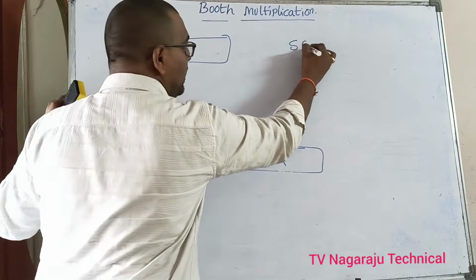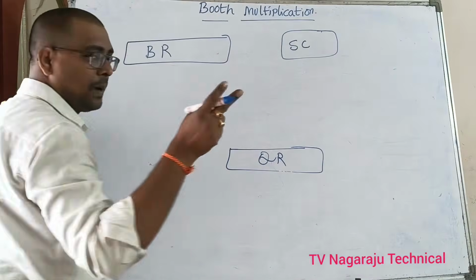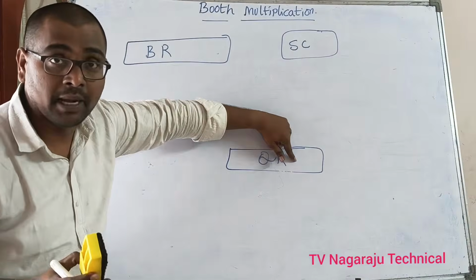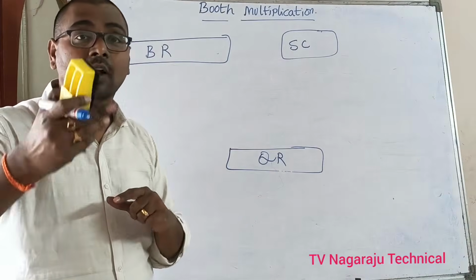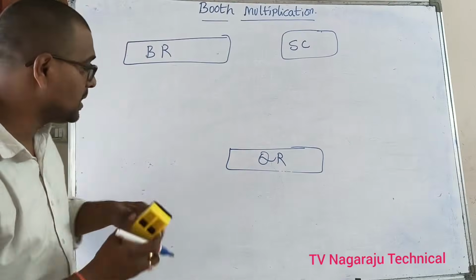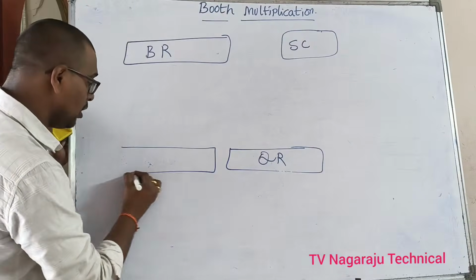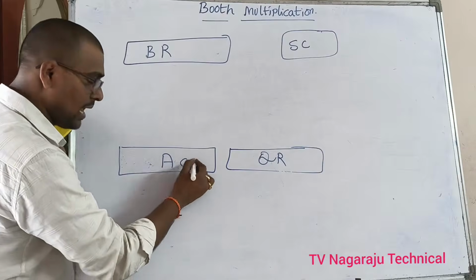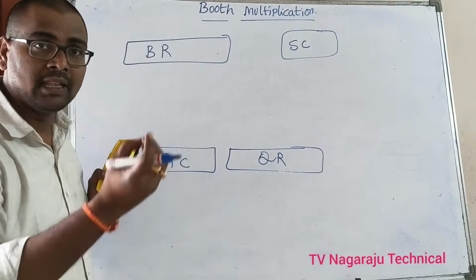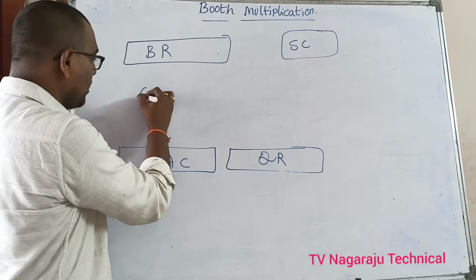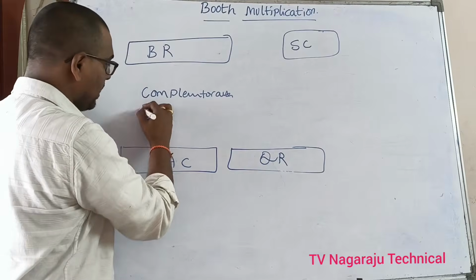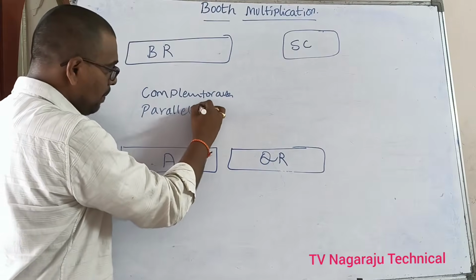Along with these, we are maintaining a sequence counter. You know the purpose of the sequence counter. It is initialized with the number of bits of the multiplier. How many iterations you need to perform depends on the number of bits of the multiplier. And to store the partial result, I am using the AC register. And for performing either adding or subtracting, we are using one complementer and a parallel adder.